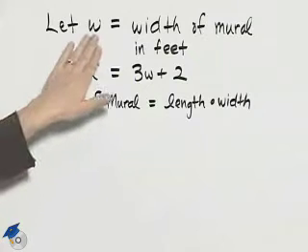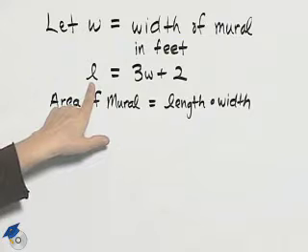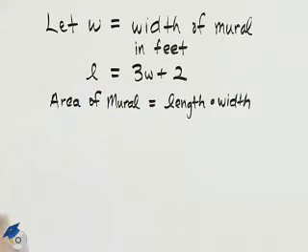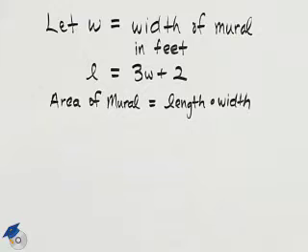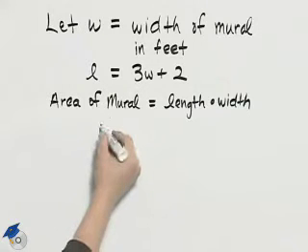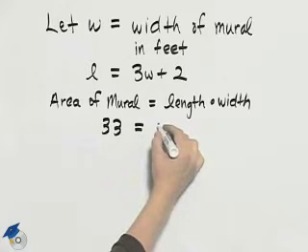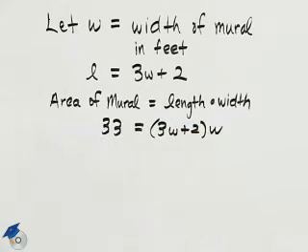So I've let W equal the width of the mural, and based on the information in the problem, we know the length is 3W plus 2. We also know that the mural is rectangular, so the area of the mural is length times width. We're given that the area is 33. Our length is 3W plus 2, and our width is W.